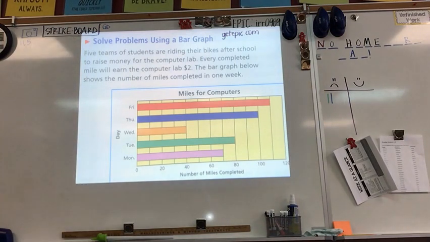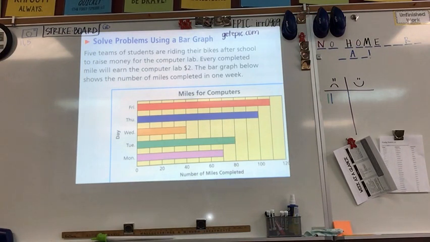Savannah? Five teams of students are riding their bikes after school. They raise money for the computer lab. Every completed mile will earn the computer lab $2. The bar graph below shows the number of miles completed in 1 week.